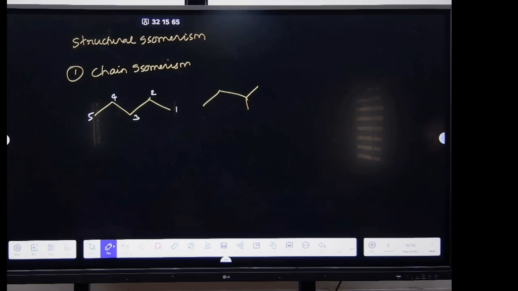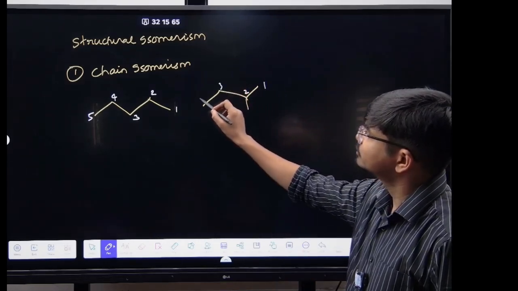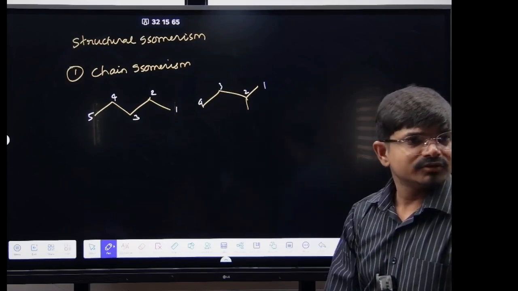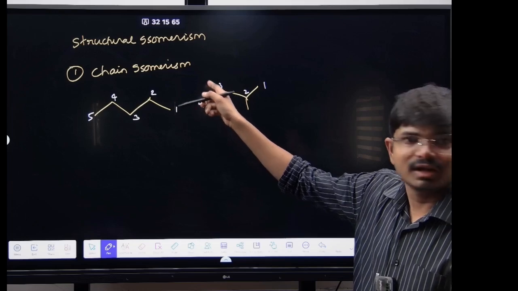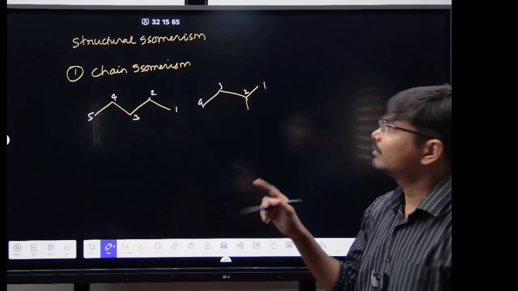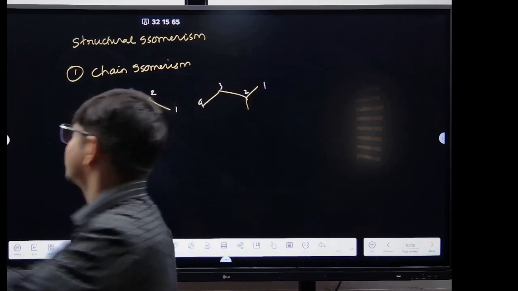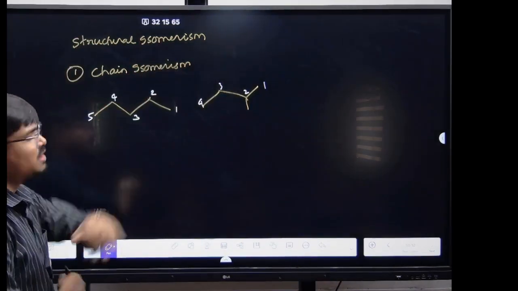Here, what is the chain length? It will be 1, 2, 3, and the 4, 1. Got it? So see, the different chain length is there, right? One has the 5, one has the 4, 1. So this is the example of chain isomerism.